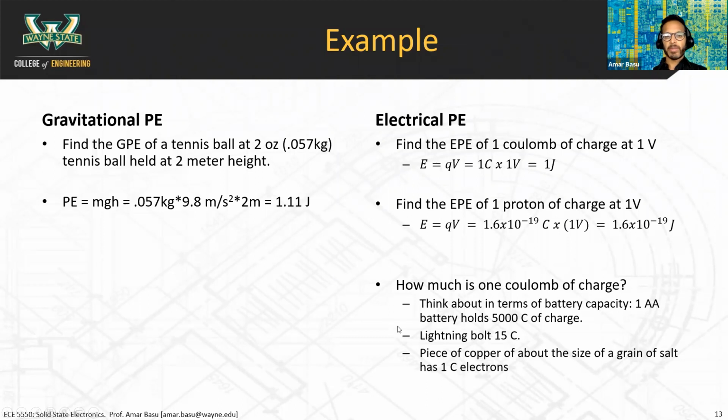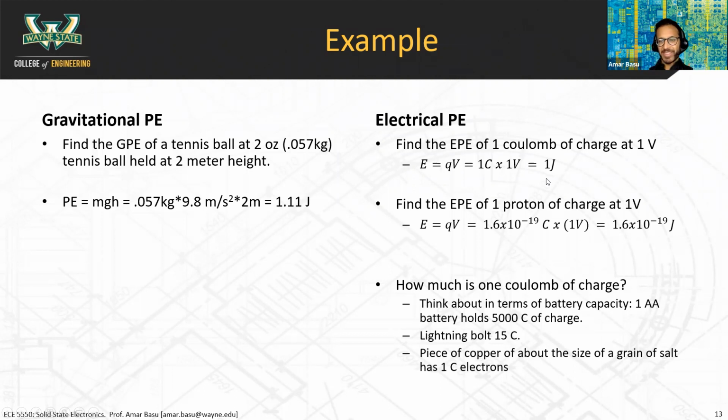Just so you have a physical idea of what's going on here, like how much energy is 1 joule and how much charge is 1 coulomb, it's helpful to think about that a little bit. If you held a tennis ball 2 meters above the earth, that tennis ball has about 1.11 joules of energy. So you might look at this and say, well, this electrical system has a similar amount of energy, about 1 joule.